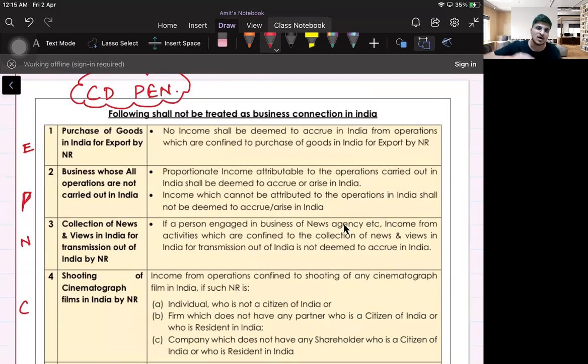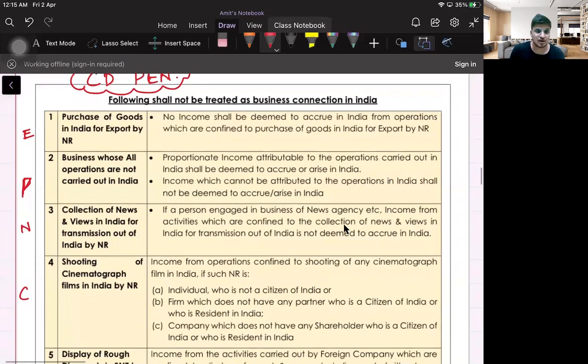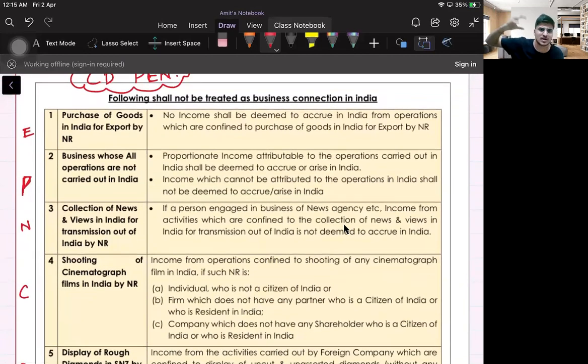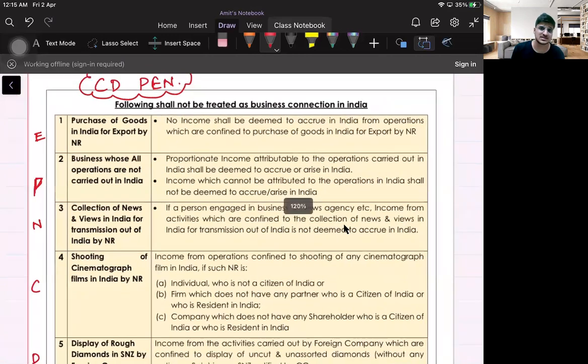E is what? Purchase of goods in India for export by a non-resident. What is he doing? Purchase of goods in India. That's it. The non-resident wants to export them, that's why he is purchasing certain goods from India. That is the only thing he is doing, only for the export purpose. If he is doing that, then whatever income he generates from India will not be taxable in India, and there will be no business connection in India. This is your E. And N is collection of news and views in India for transmission out of India. People like BBC News are coming here, shooting something, and transmitting the news outside India. This will not be considered as having a business connection in India.